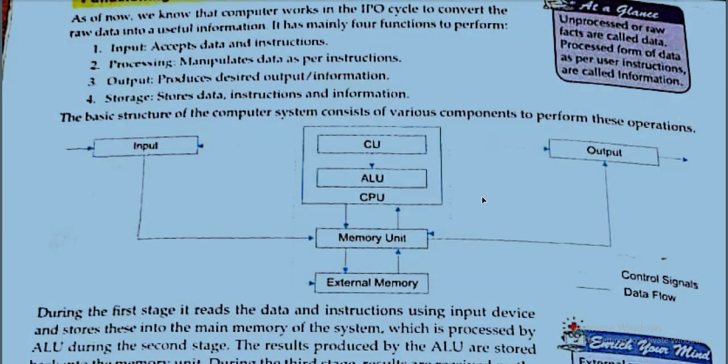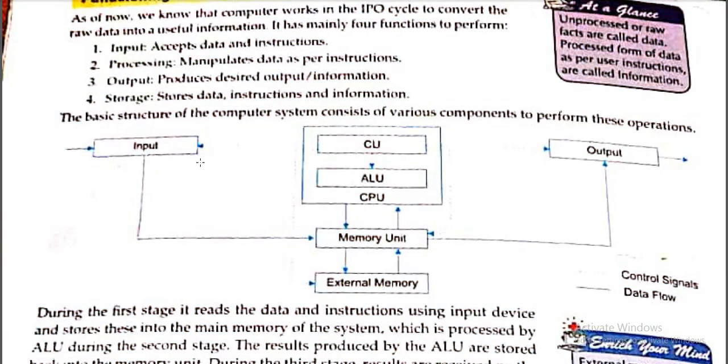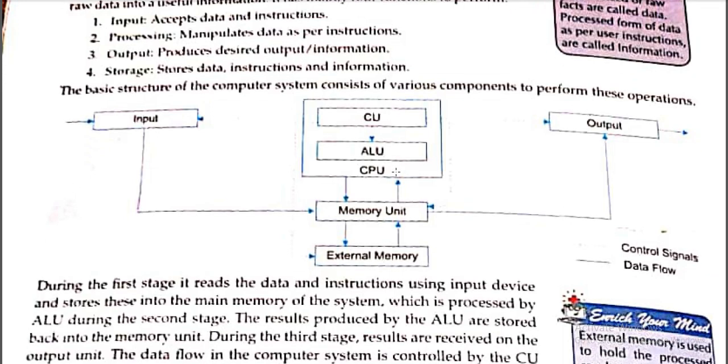So what happened? Input is given to the CPU, and this CPU is doing some processing. Processing means it can do arithmetic and logic operations. The CPU has some units, the ALU and the CU. CU means control unit, and this is the arithmetic logic unit. So what does it mean? Basically, what does the arithmetic logic unit do? It does the arithmetic operations and logical operations. And the control unit basically controls the flow of the instructions.